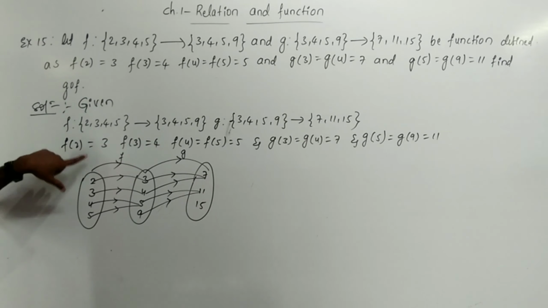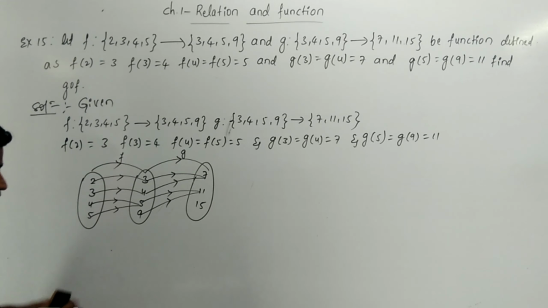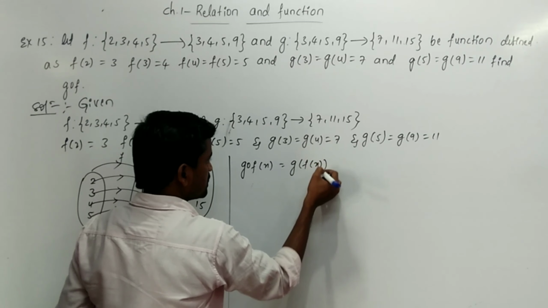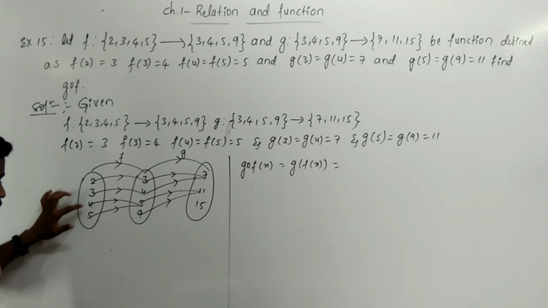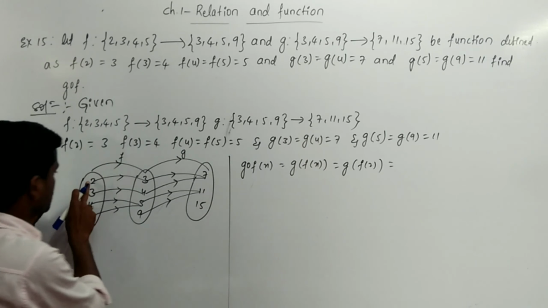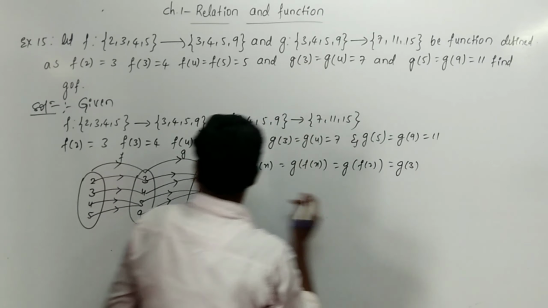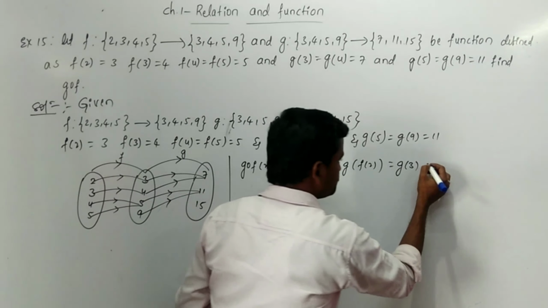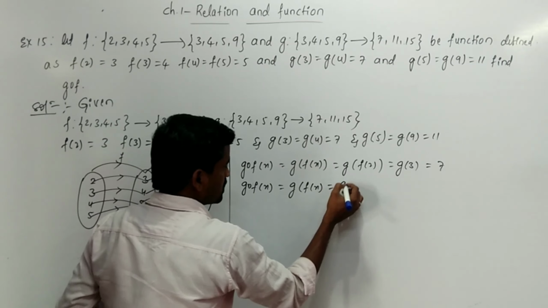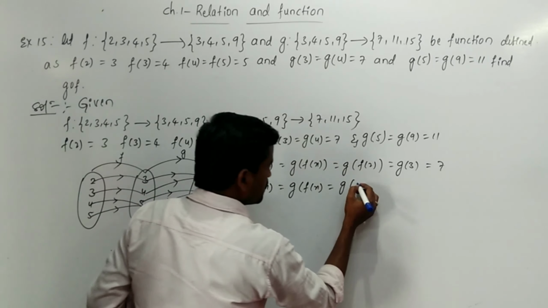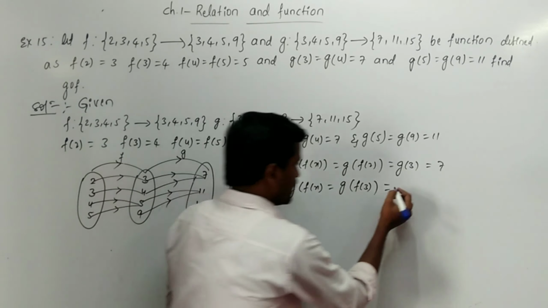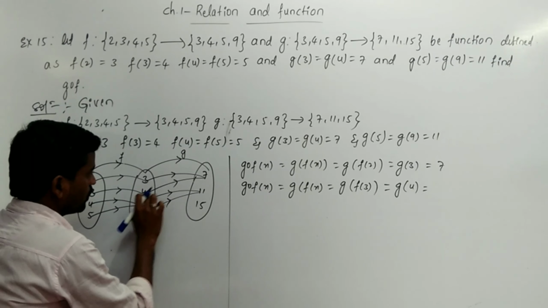Then find g of f of 2, 3, 4, 5. Then (g of f)(x) is g of f of x, here x elements are 2, 3, 4, 5. g of f of 2: f of 2, the image of 2 is 3, g of 3, the image of 3 is 7. Then g of f of 3: f of 3 image is 4, then it is g of 4, image 7.